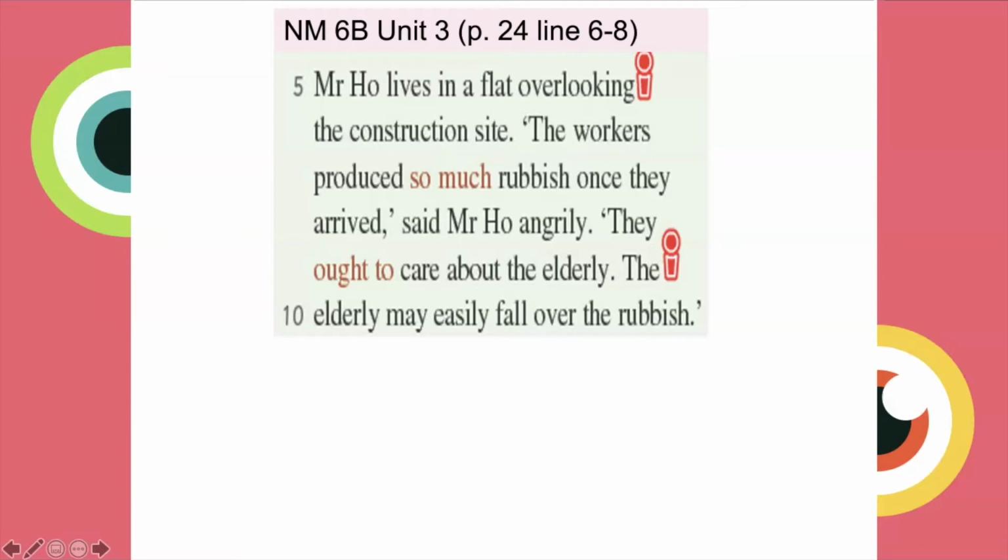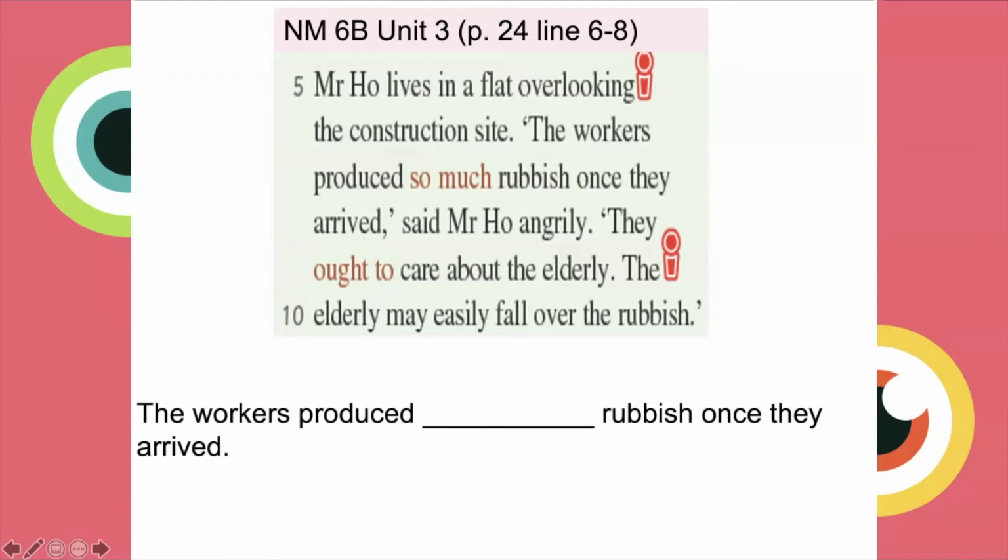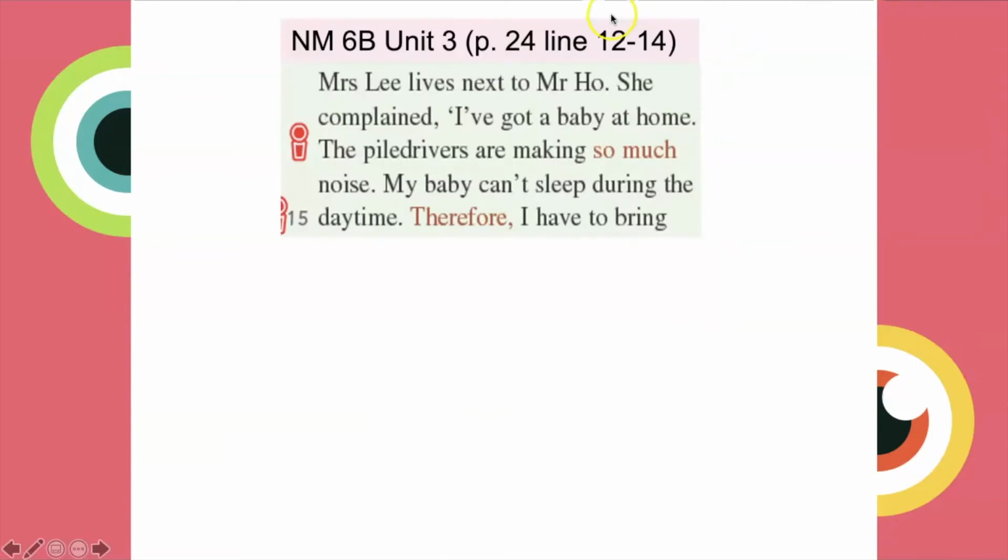The workers produced so much rubbish once they arrived. So what does so much here tell us? The workers produced, yes, you're right, a lot of rubbish once they arrived. Here comes another example, line 12 to 14.